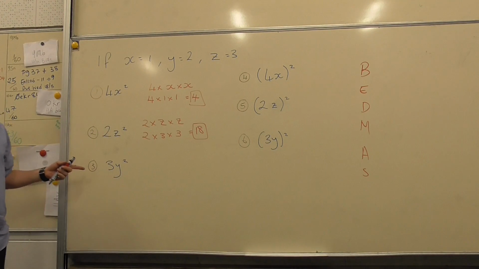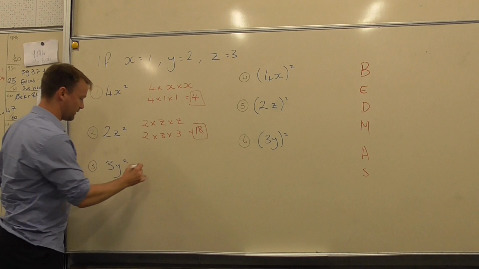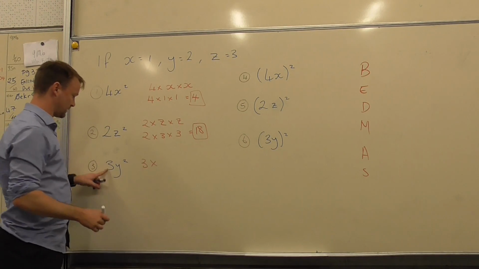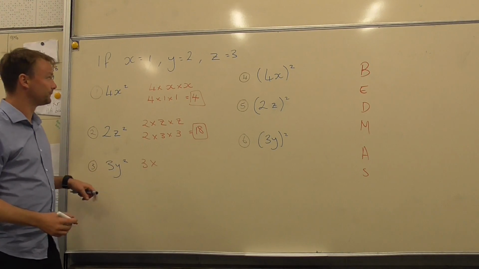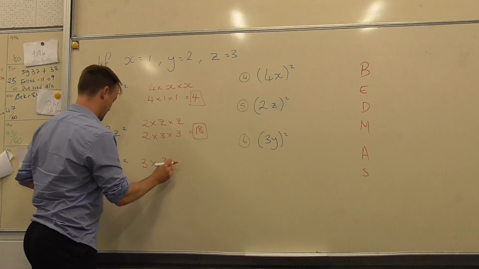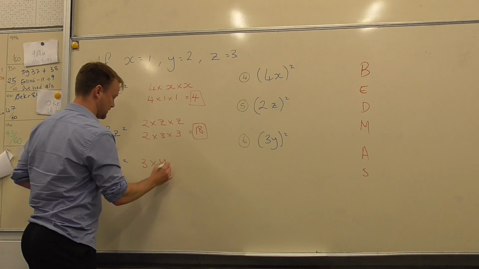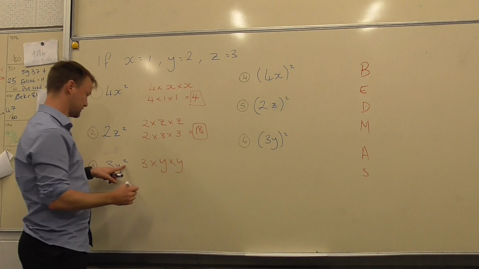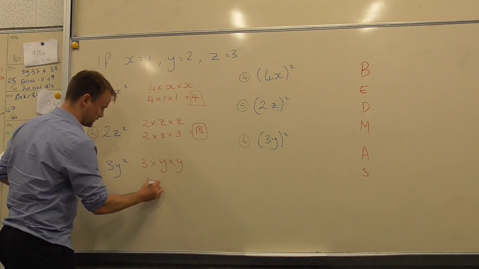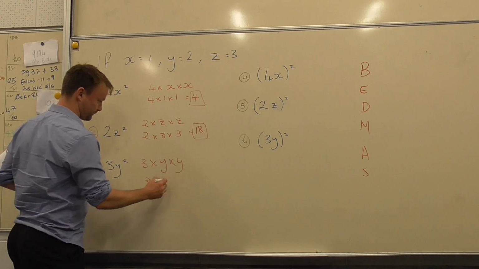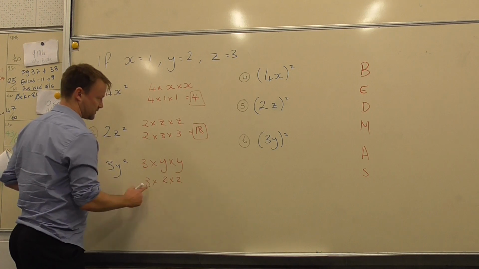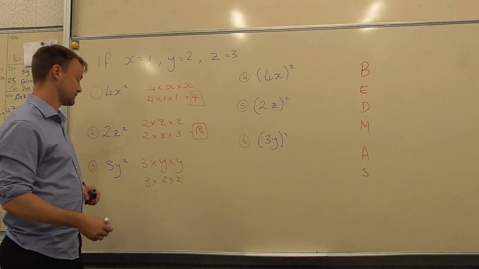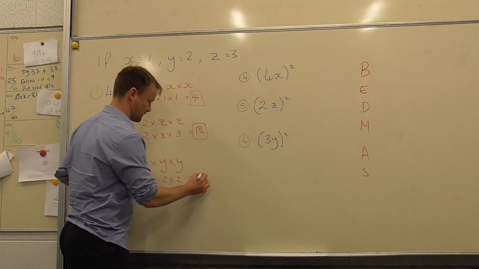Here, for this one, this is no different. Again, all we're doing is taking 3 times y, which is 2. Oh wait, sorry, I'll write it in 4. 3 times y, because there's 2 of them. Then I substitute in 3 times 2 times 2. So 3 times 2 is 6, times 2 is 12.